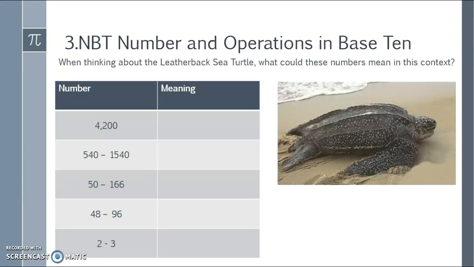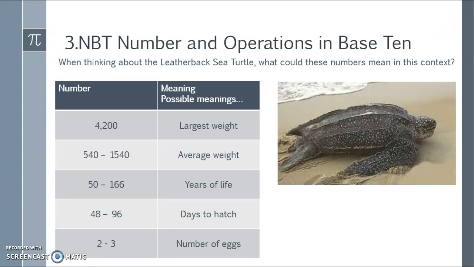The numbers 4,200, 540 to 1,540, 50 to 166, 48 to 96, and 2 to 3. So before I even went any further, I just threw out some meanings, and these are possible meanings. These are just certainly not the correct meanings necessarily, just what first popped into my mind when I'm thinking about sea turtles and what I know about sea turtles.